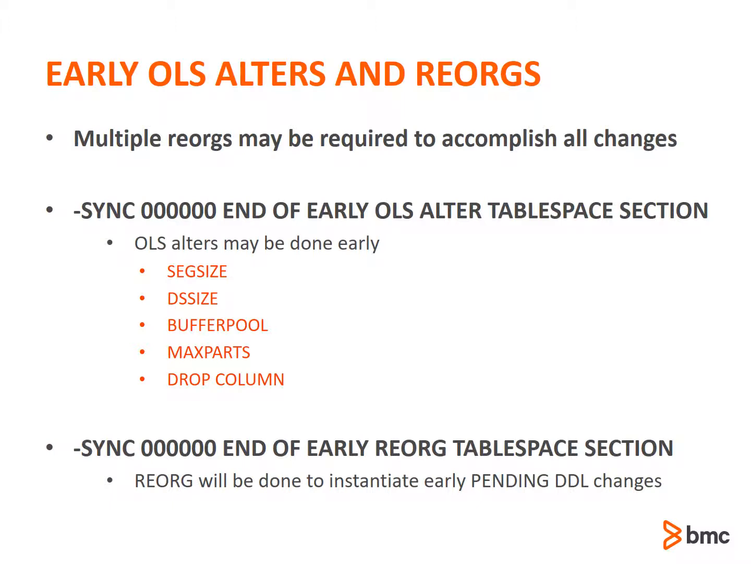This is a scenario where we would need to do the pending DDL alters early and then instantiate them with an early reorg to convert it to a PBR UTS. This would be followed by subsequent alters that can now be performed on a UTS.